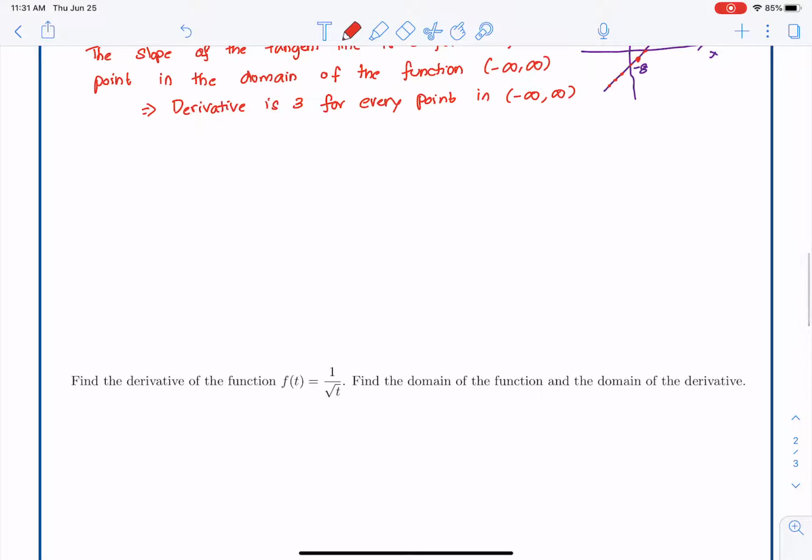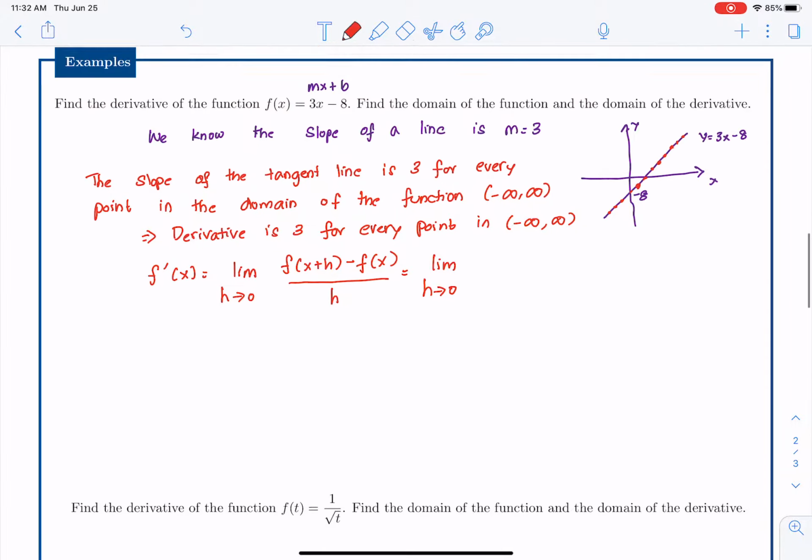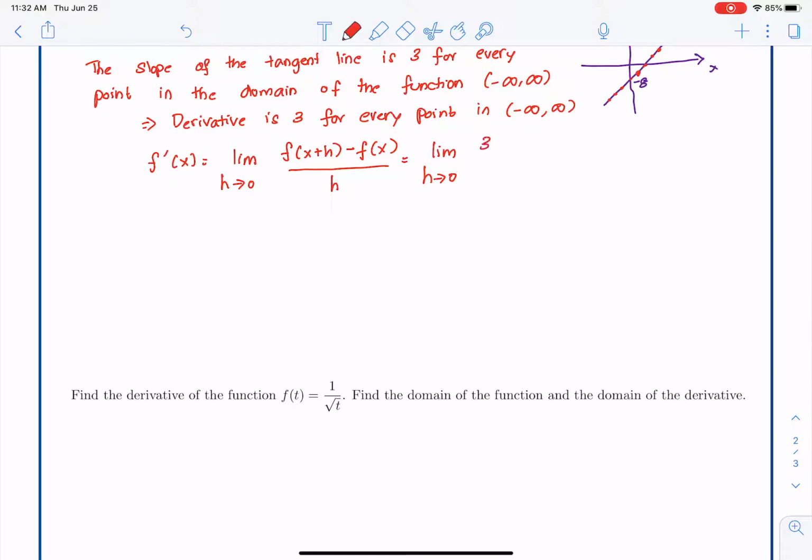We know the derivative f prime of x is simply limit h approaches 0, f of x plus h minus f of x divided by h. So, limit h approaches 0. The function is 3x minus 8. So I'm going to replace x by x plus h, minus 8, minus the function 3x minus 8, divided by h. So if I distribute, I would have 3x plus 3h minus 8 minus 3x minus 8 divided by h.